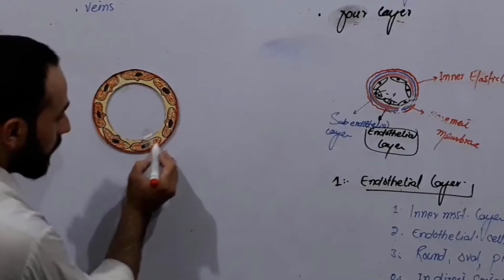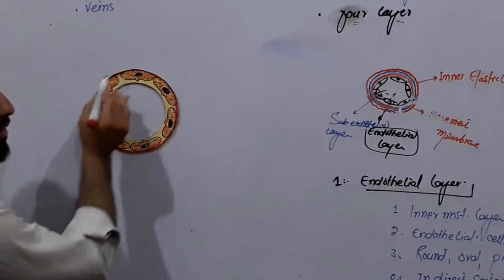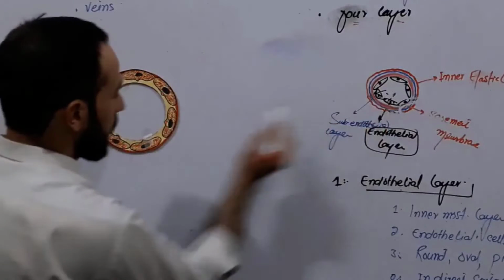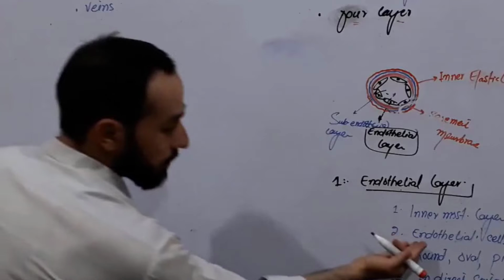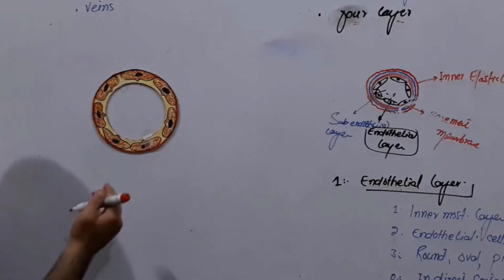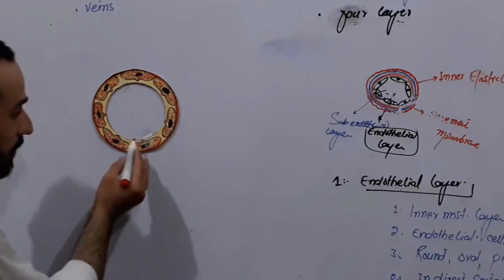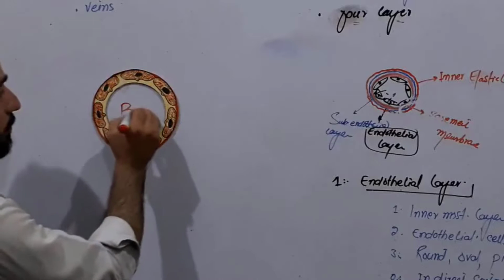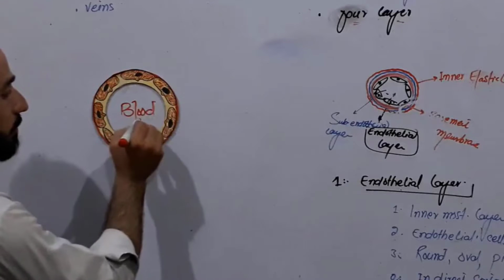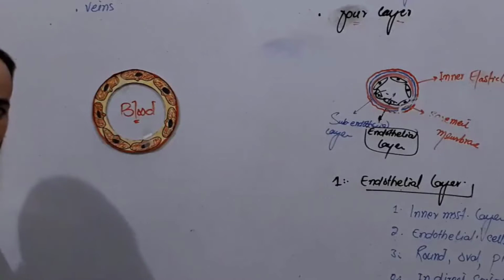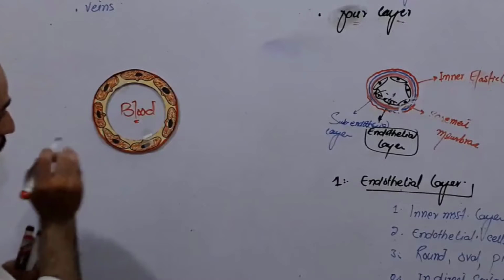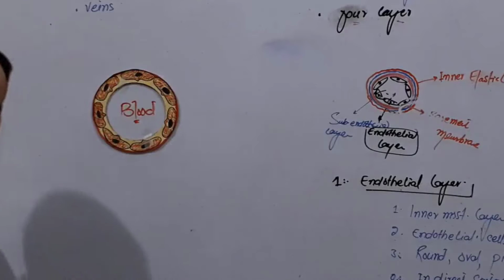Look, this layer is the innermost layer. I have told you here that this layer is the endothelial layer. It is made up of endothelial cells, and these cells may have different shapes, and these are the cells which are in direct contact with the blood. So all of you know that we have blood here. So these cells are in direct contact with the blood, right? Okay, this is the endothelium.